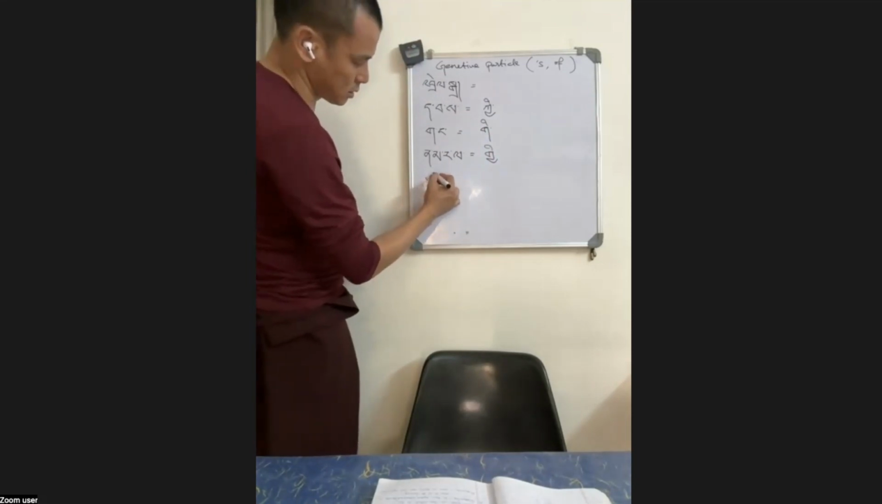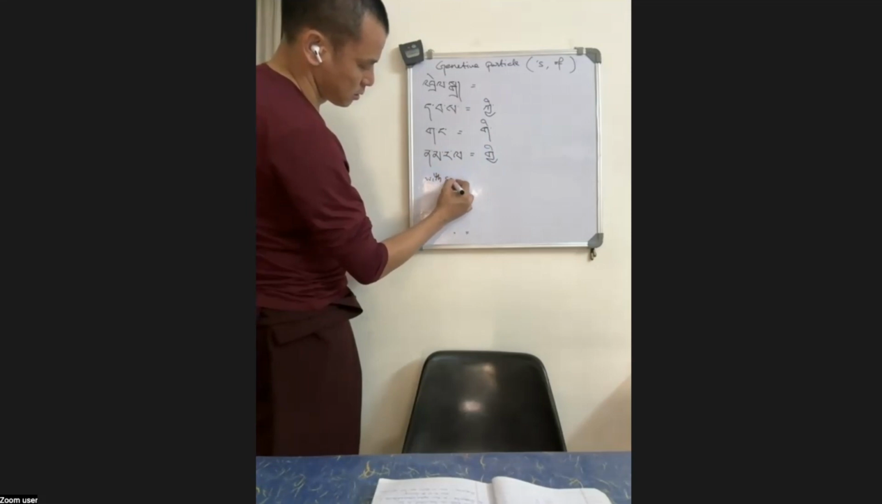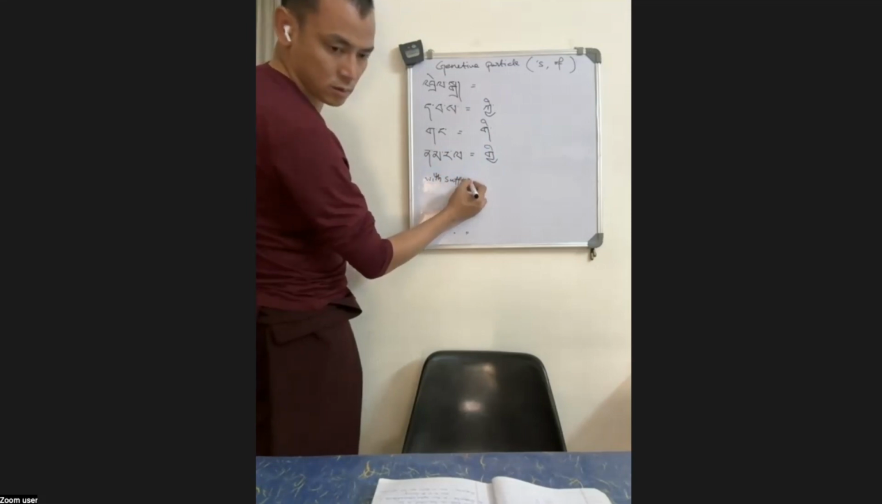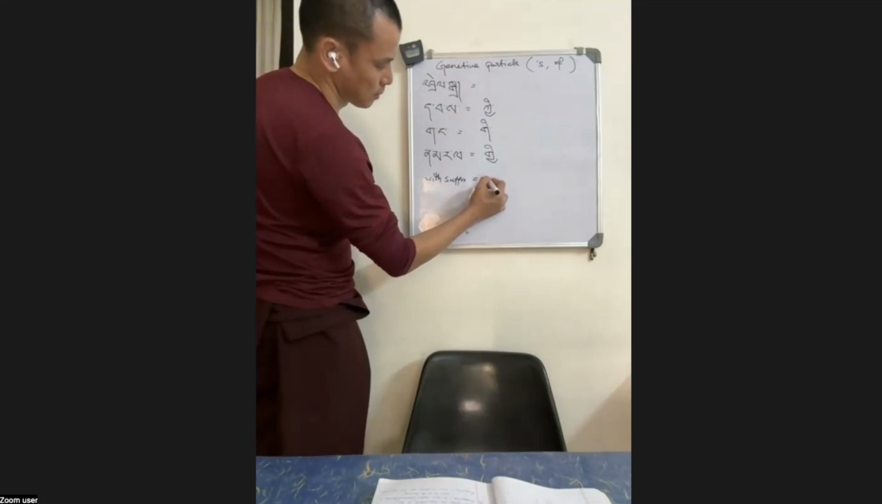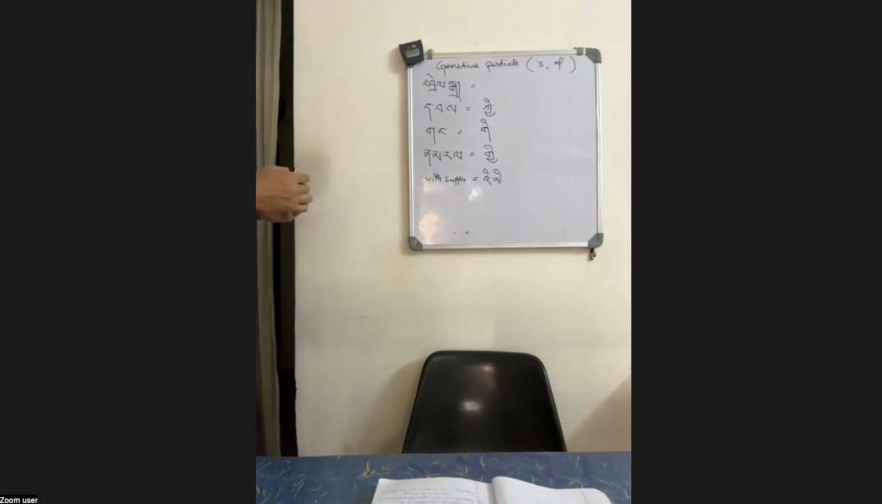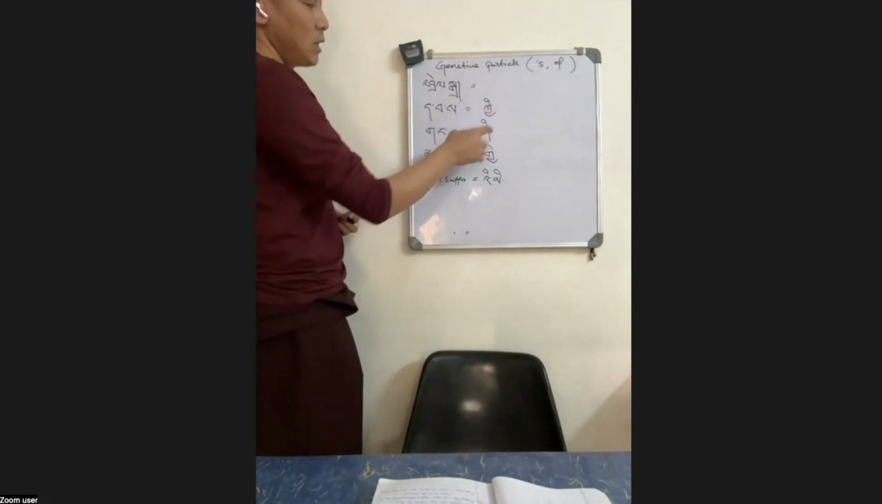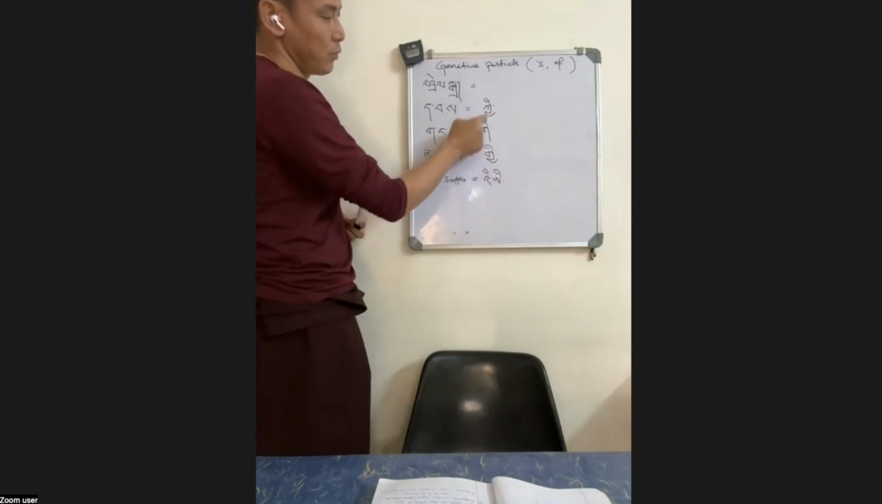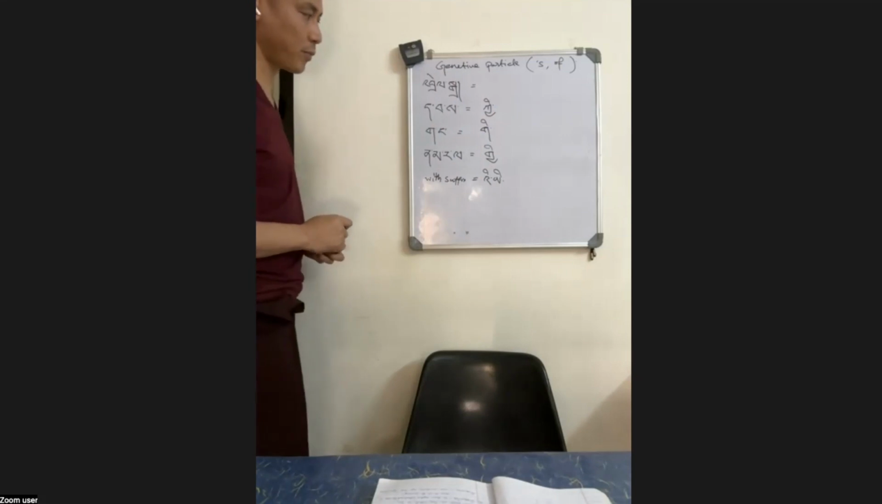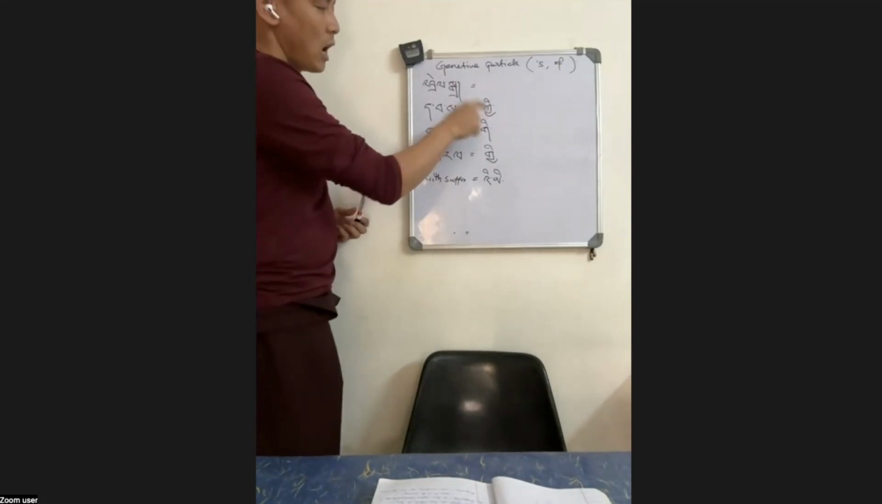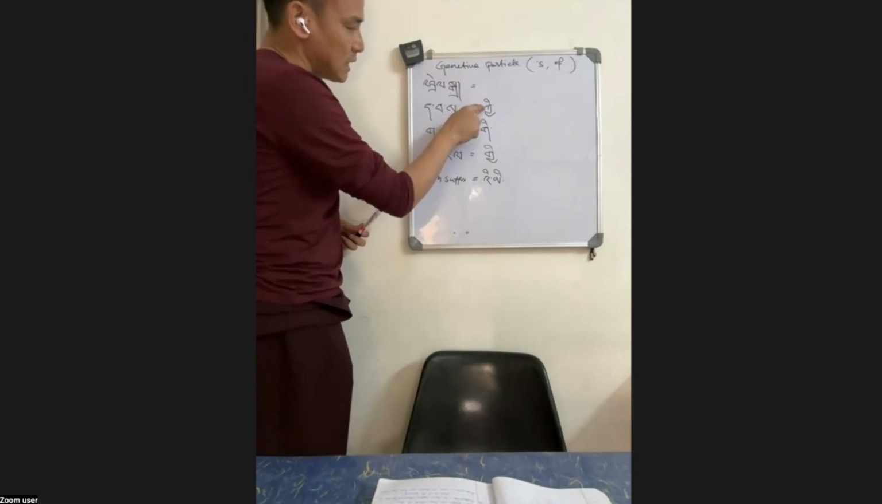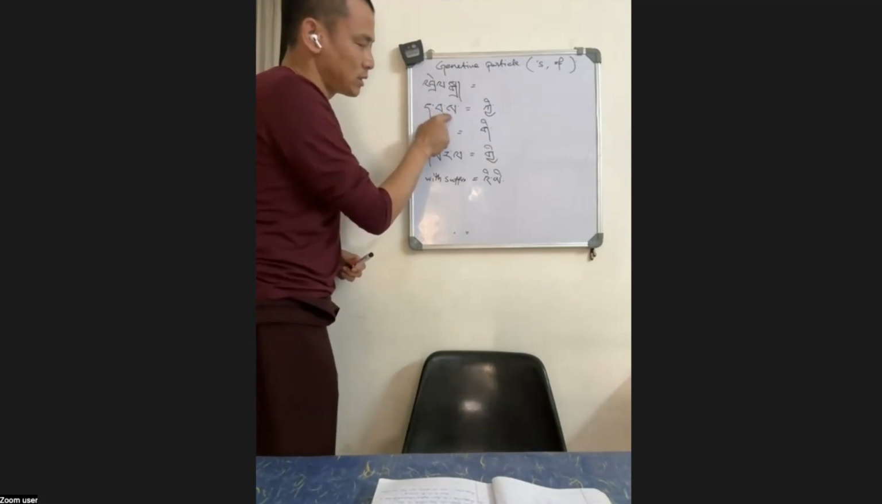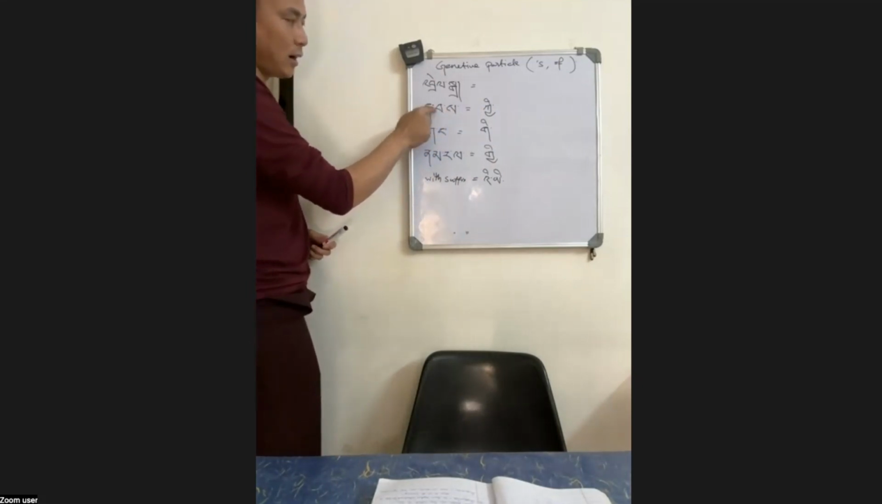So this is the particle now. Ki, ki, ki, yi, yi. 1, 2, 3, 4, 5. This is the five particles here. Okay. And how to use this particle now? So this ki is always used after the last letter suffix like ta, pa, sa.